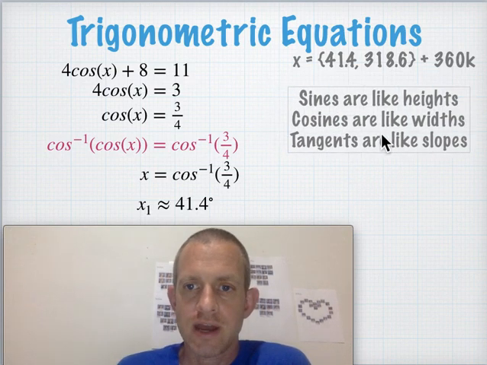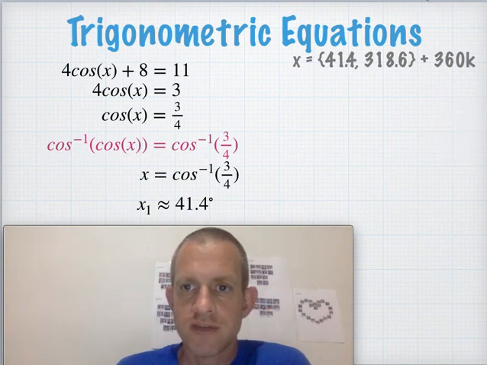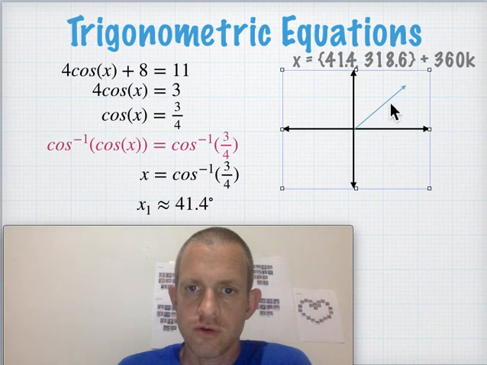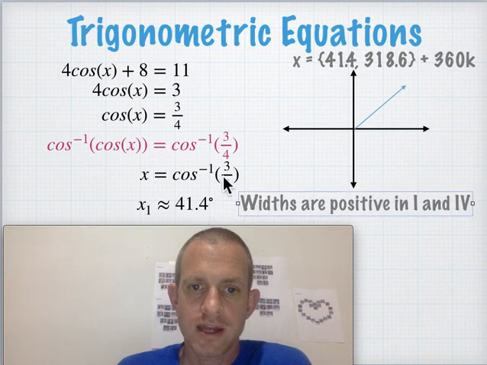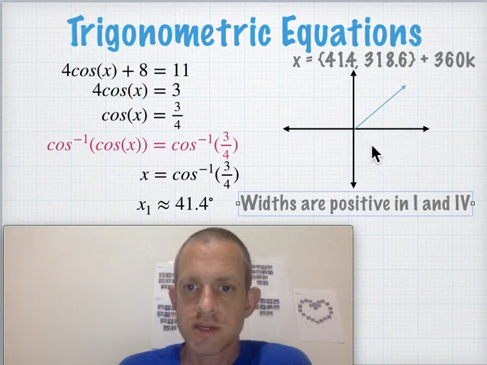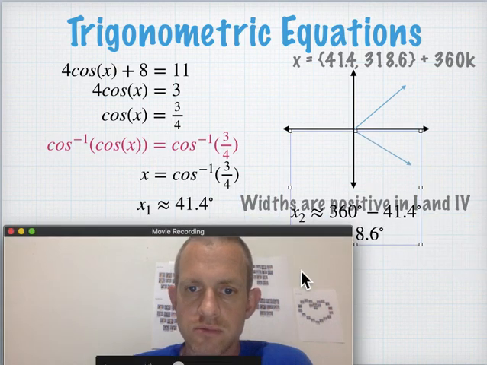And how that helps us in this particular problem is I've got one answer here in 41 degrees, that's here in quadrant 1, and it's a cosine problem. And so it's a width, and I need to know what other width gives me a positive 3/4 width. And so that would be something down here in quadrant 4.